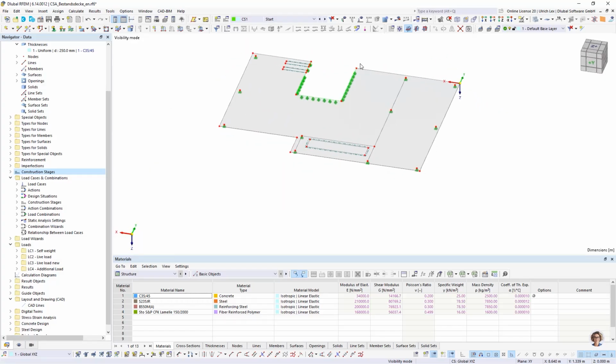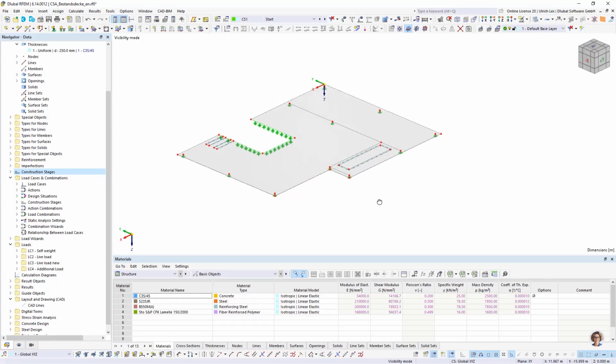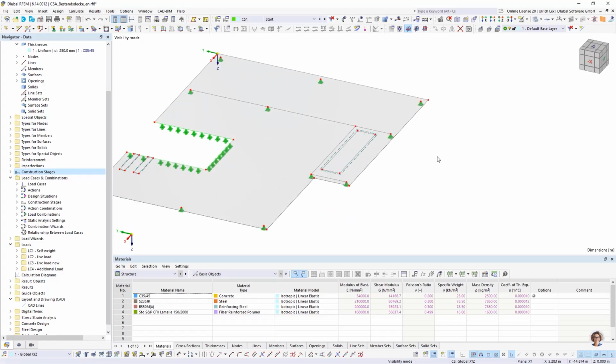So for my second situation where I want to deactivate the surfaces, I want to create new members as supports. And here I want to add a member on this line and here, and check afterwards if these members are enough as additional supports in stage 2.